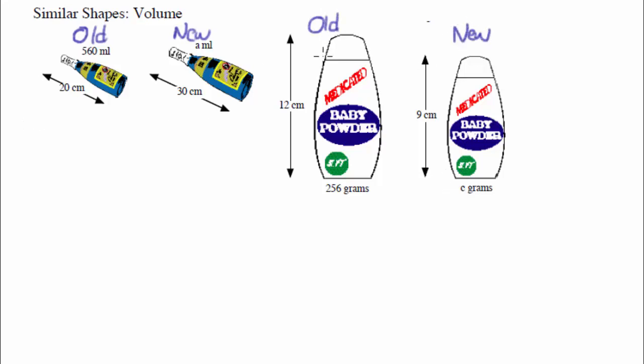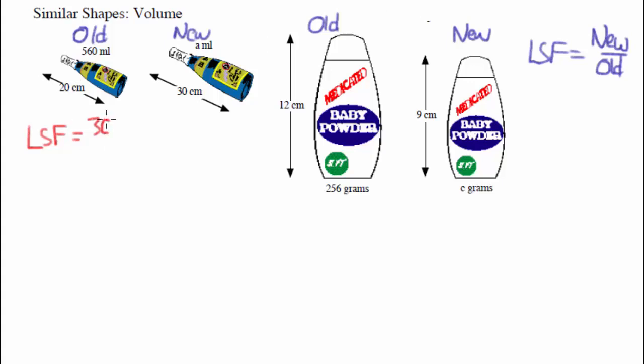So what we've got, remember, is your linear scale factor is equal to new divided by old. So what we've got is the linear scale factor for these bottles. Okay, that's in new, and it's going to be bigger than 1 because the bottle's a bigger one, so that's going to be 30 over 20, and that is going to be 3 over 2.